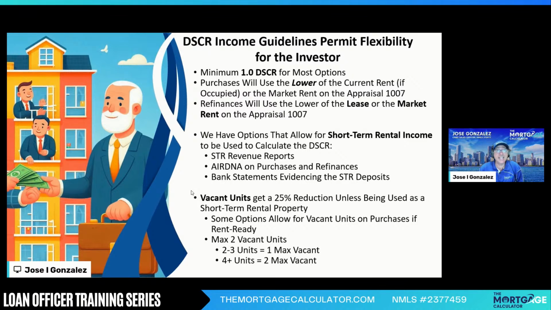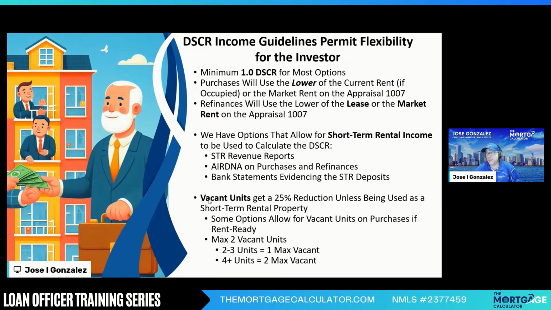Again, the DSCR income guidelines are what really allow this program to shine. It's very easy to qualify. Minimum 1.0 DSCR for most options, but please note that this is a non-QM product, and all guidelines are specific to the investor. For most of these options, purchases will use the lower of the current rent if occupied, or the market rent on the 1007 appraisal if vacant. Refinances will use the lower of the lease or the market rent on the 1007 on the appraisal.